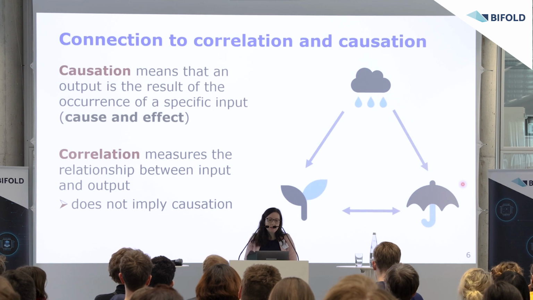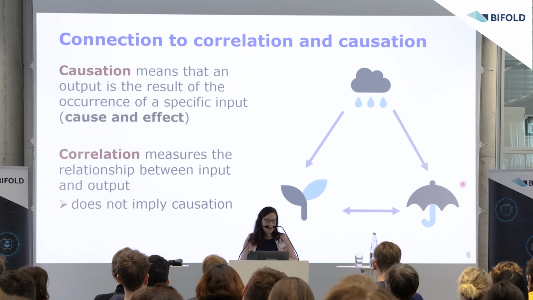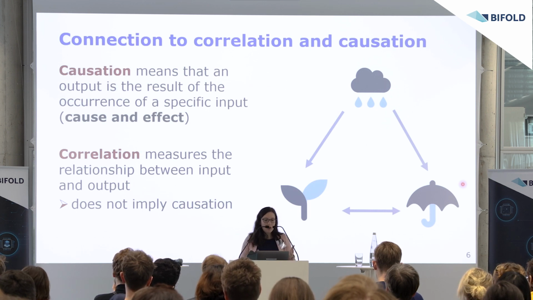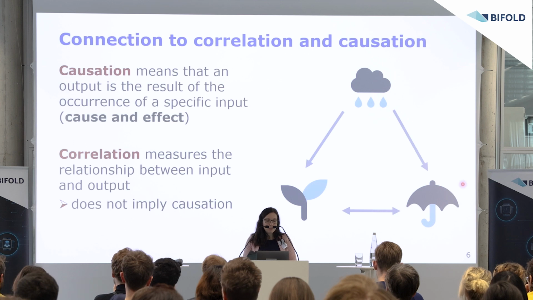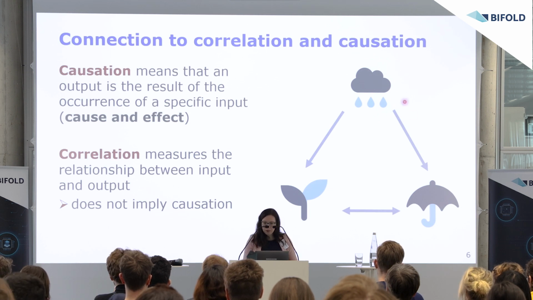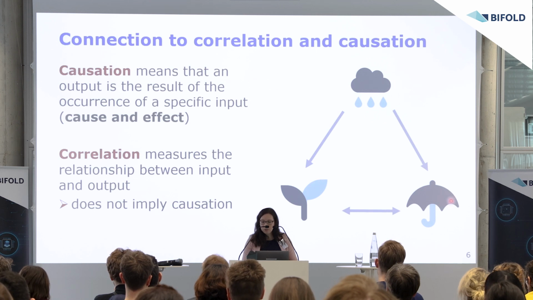And if you think about it more deeply, there's a connection to causation. Causation means that an output is the result of the occurrence of a specific input. So the input is the cause and the effect is the output. On the other side, you have correlation. Correlation measures the relationship between the input and the output, but it does not imply causation. To give you an example, if it rains, that means the plants will grow, and it will also mean that I will use an umbrella. But it does not mean that when I use an umbrella the plants will grow.